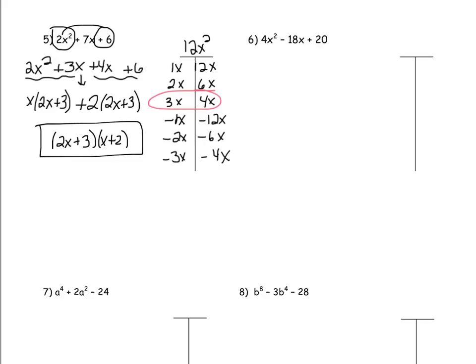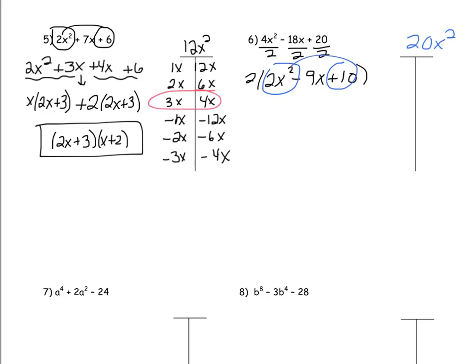Okay, in example number 6, you should have seen a GCF first. The GCF is 2, so you're going to divide each piece by 2 first, and you'll be left with 2x squared minus 9x plus 10. And we now want to multiply the first term and the last term. And you should get positive 20x squared. And we want to find the factors. So 1x and 20x, 2x and 10x, 4x and 5x.